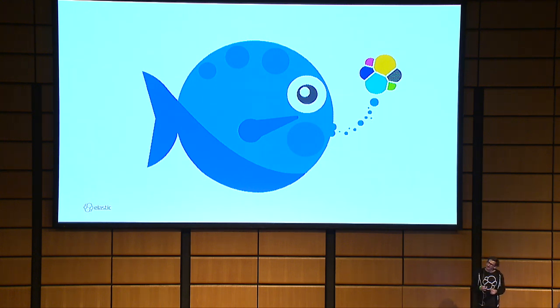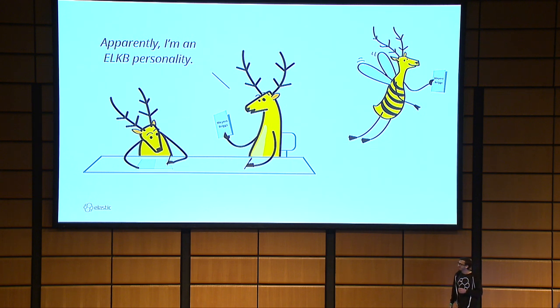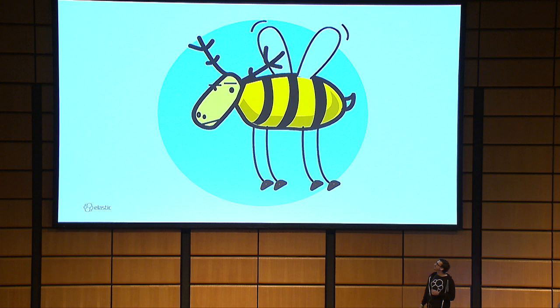So then we added Beats, which is like a lightweight agent or forwarder written in Go, so you have native binaries. And it's just like shipping stuff in a very performant fashion. The problem is then, how does B fit into Elk? And then we kind of figured out maybe the Elk is more of an Elk B or Belk personality, which could look something like this. So you can see it's still the B, but it has the Elk horns.